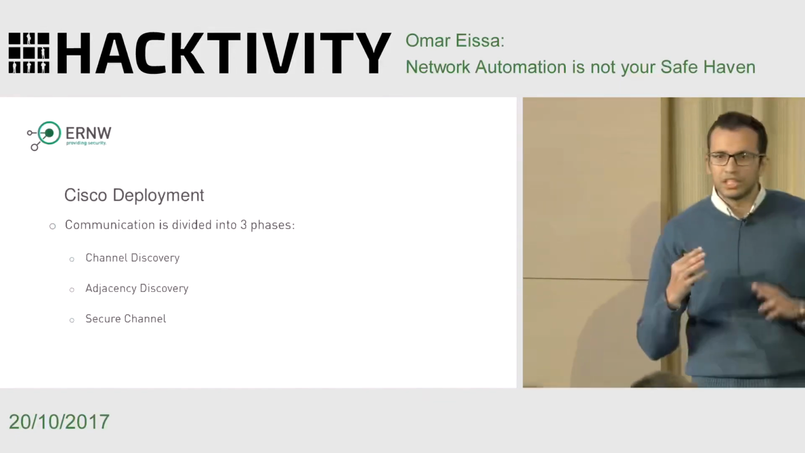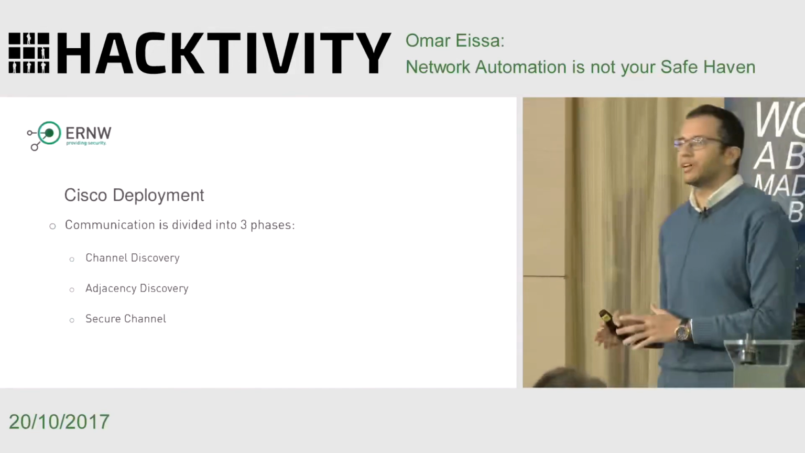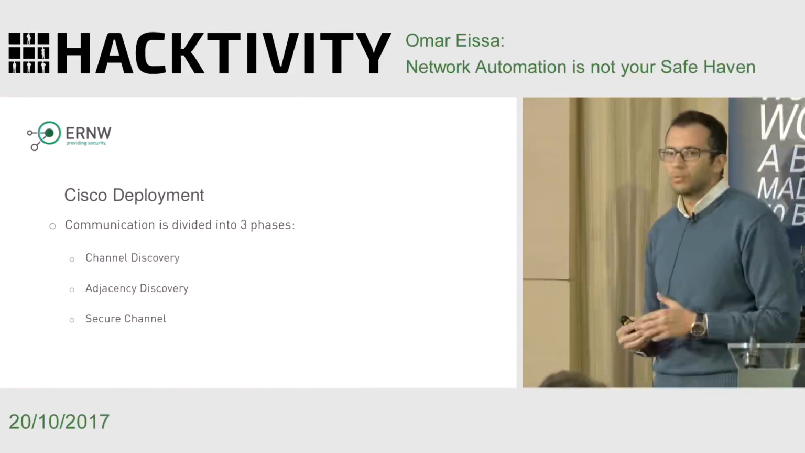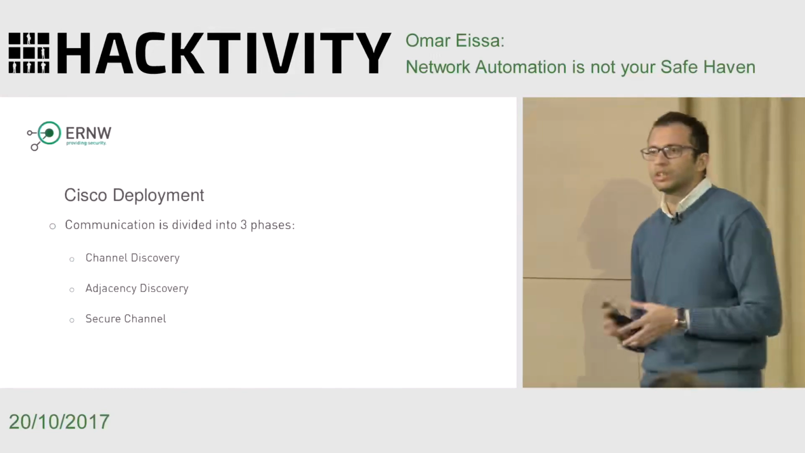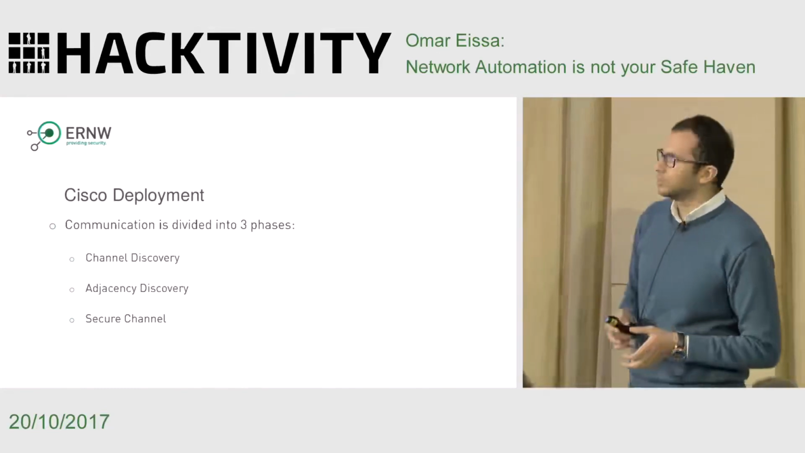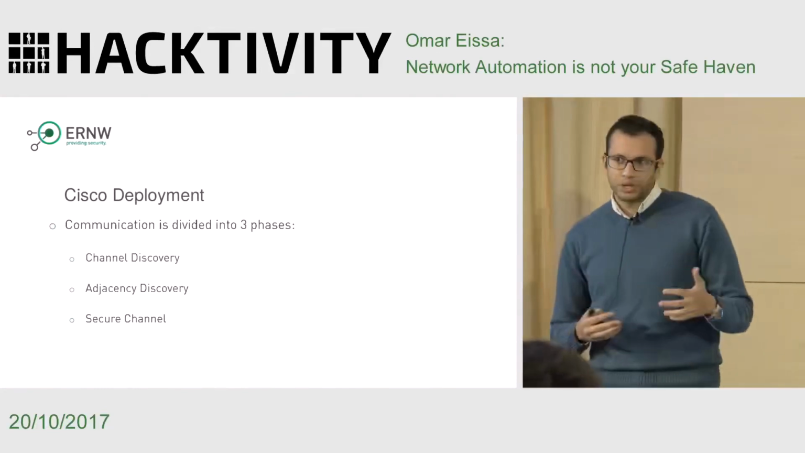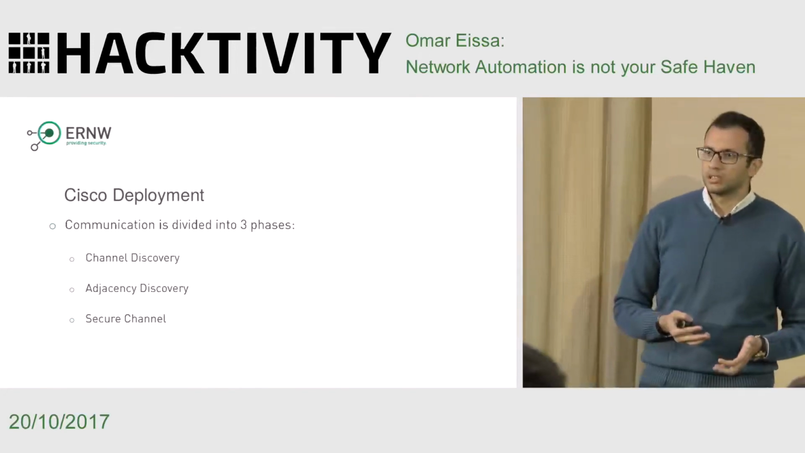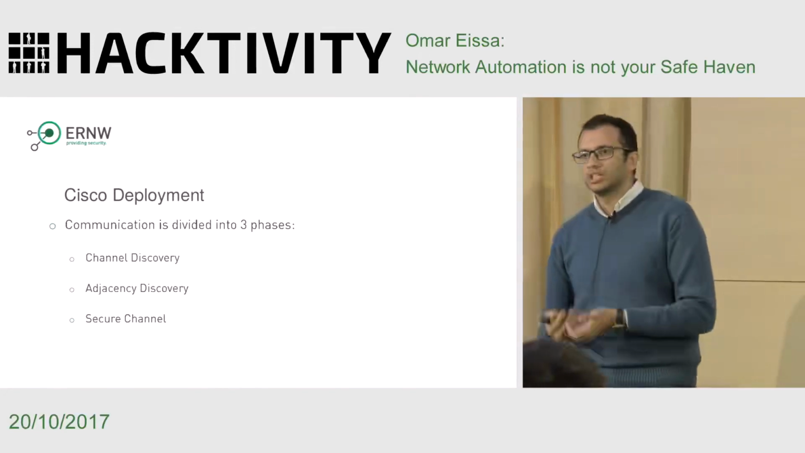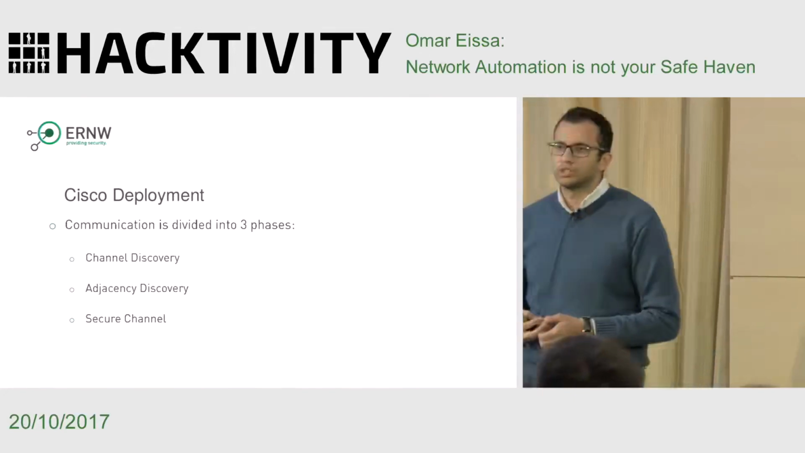In order to understand a little bit deeper about what happened in the background once we connected the devices, we will have a brief overview of the technology and understand what the main components of it are. Cisco divides what we have just seen into 3 phases: channel discovery, adjacency discovery, and in the end, the secure channel.